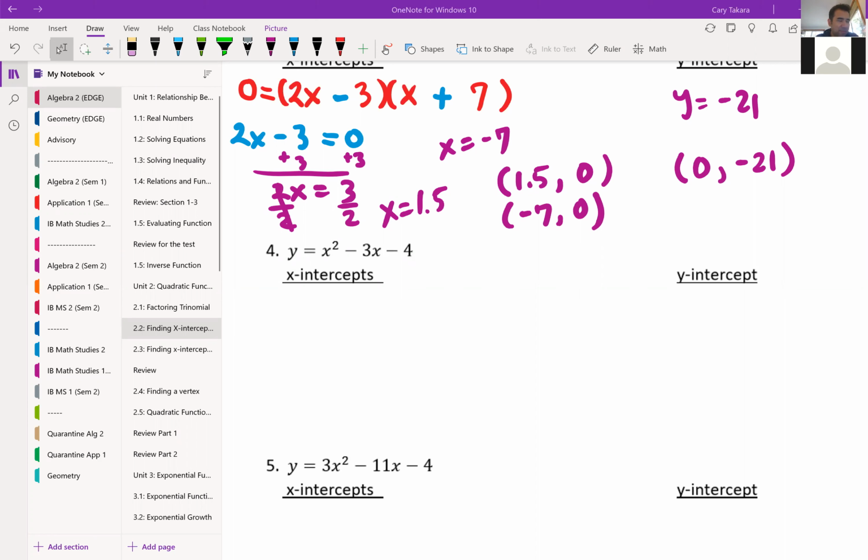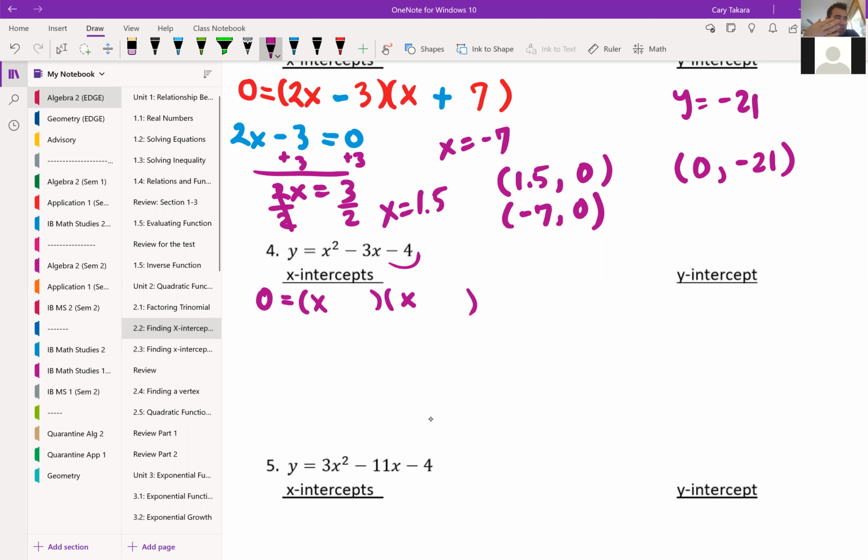All right, number 4. I think this one will be a little bit easier. It's going to be x and x. And then how do you get -4? Okay, that's 2 times 2, right? 2 times 2 will be 4. But do you guys already see that 2 and 2 is not going to work out?